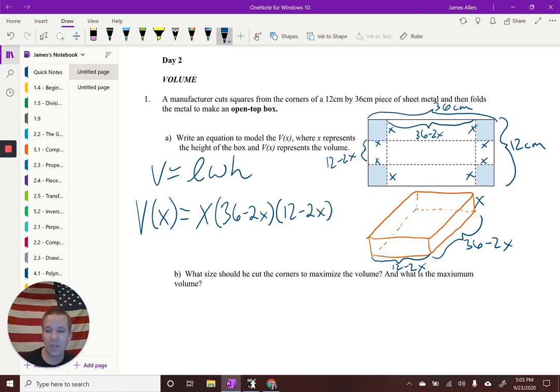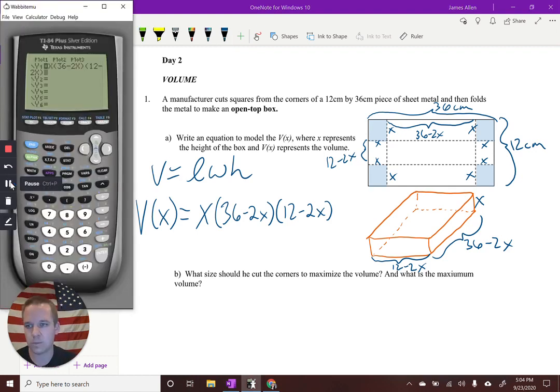Now I can figure things out with this volume function. That's why I wrote it. What size should he cut the corners to maximize the volume, and what is that max volume? So where should he cut so we get the biggest volume possible? I think if we pull out a calculator and graph it, we could have some luck with that. I'm going to pause while I type it in.